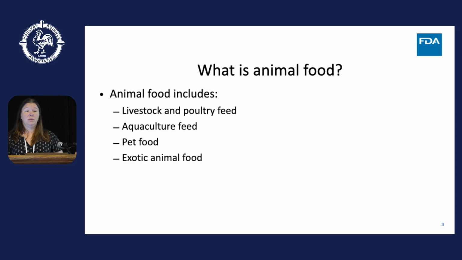So we're going to start with a very easy question. What is animal food? Well, in the U.S., the regulatory definition is any food that is provided to an animal. So that's going to include your livestock, including your poultry feed. It's going to include companion animals, your cats and dogs. It's also going to cover those exotic animals that we often don't think about when we're preparing food and feed for animals.